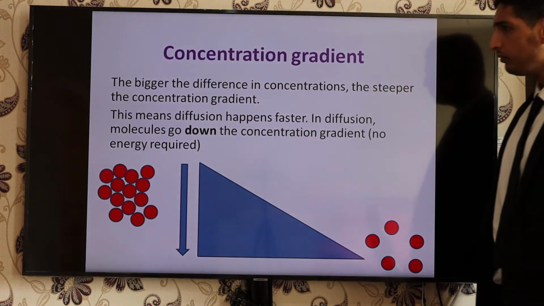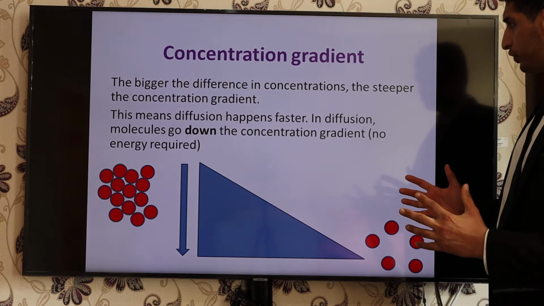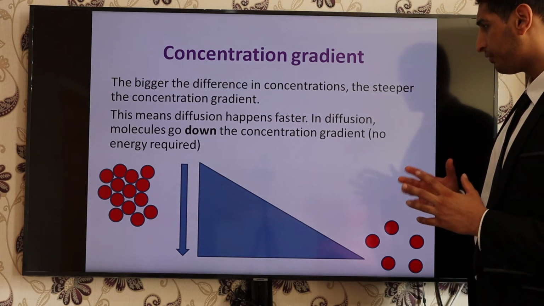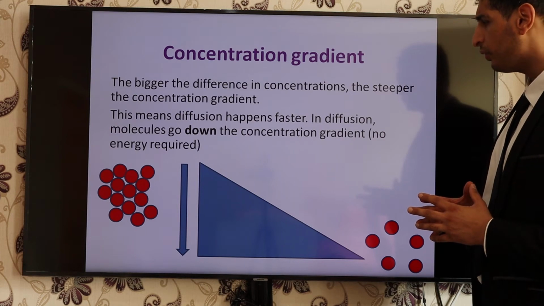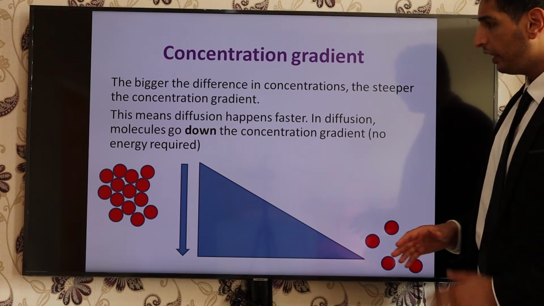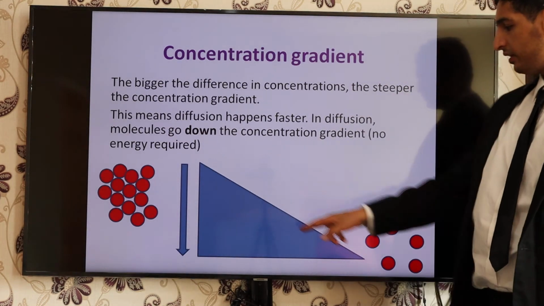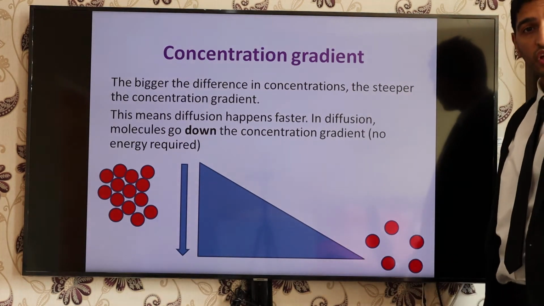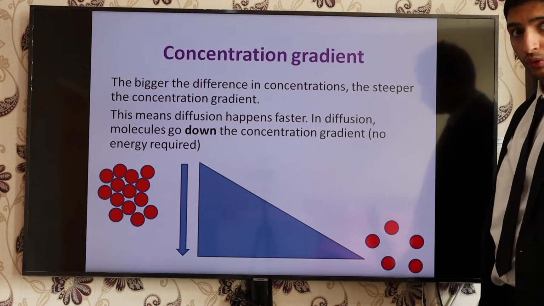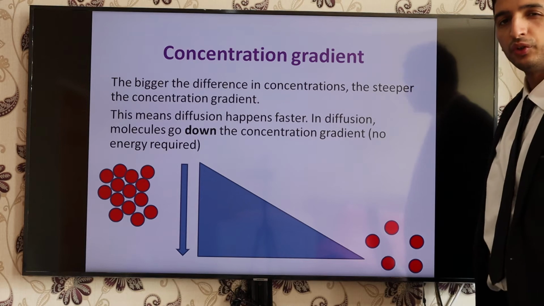Okay, the bigger the difference in concentration, the steeper the concentration gradient. This means diffusion happens faster. In diffusion, molecules go down the concentration gradient, no energy required. Okay, so it's easy to go from there to there, but you'll understand there's one type of transport in substances that's called active transport, where you go against the concentration, but we'll talk about that later.